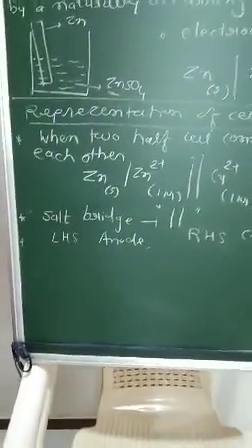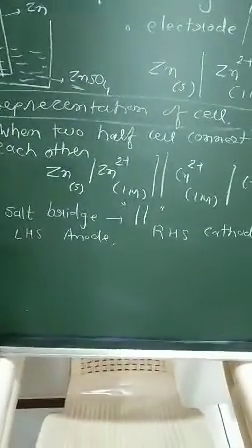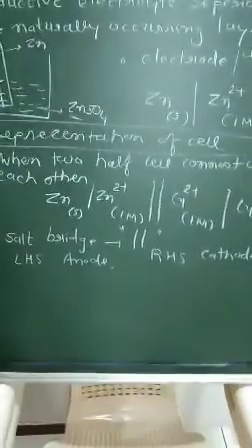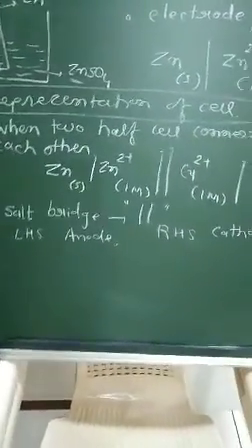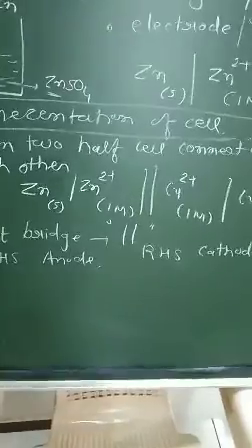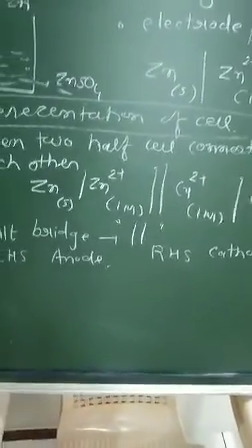So it is an important point. On the left hand side anode will be present, and on the right hand side cathode will be present. So LHS anode and RHS cathode. This is the second important parameter for the representation of a cell.